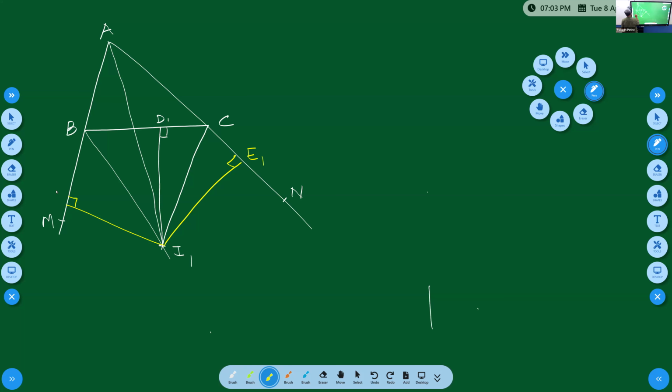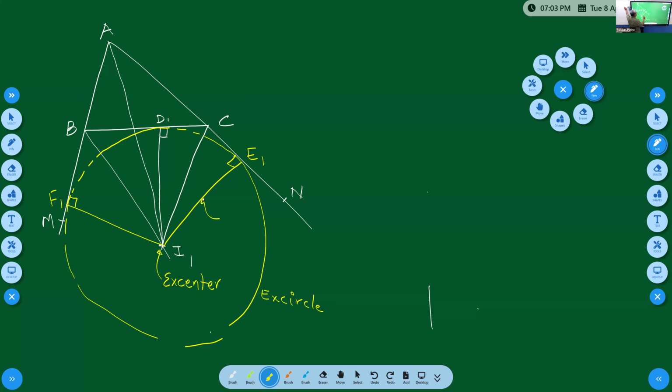E1 F1. Because I1D1, I1E1, I1F1 are equal, we can have a circle touching these points, and it is also touching all three sides of the triangle. This is outside triangle ABC, so we call it an excircle. We call this center the excenter, and all these three are exradii.